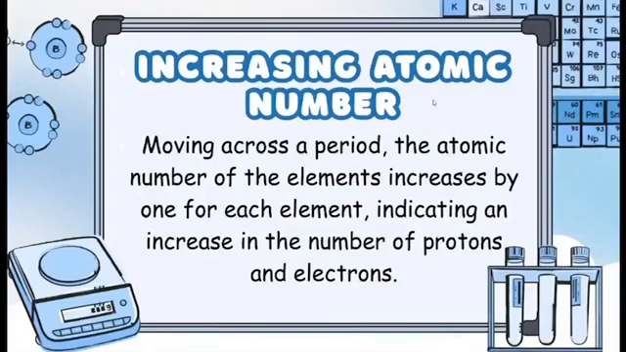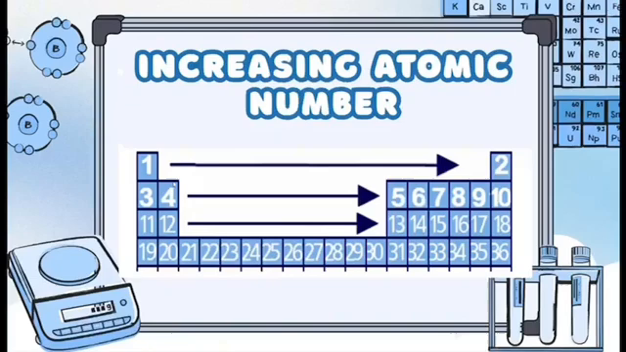Now for the increasing atomic number. Moving across a period, the atomic number of the elements increases by 1 for each element, indicating an increase in the number of protons and electrons. As you can see from the figure, from 1, which is hydrogen, all the way to 2, which is helium, and it goes on so forth, and is numbered from left to right horizontally in an increasing manner.